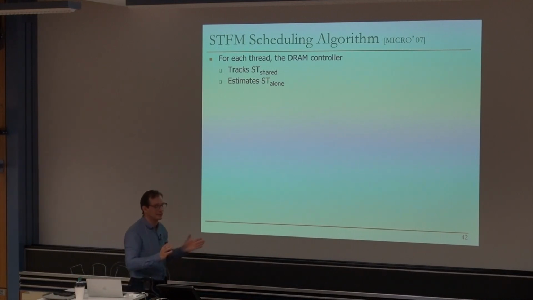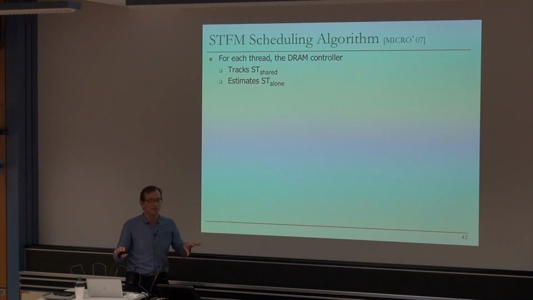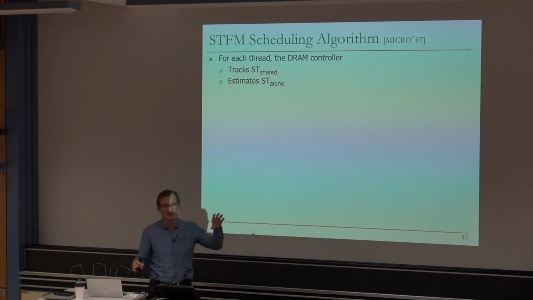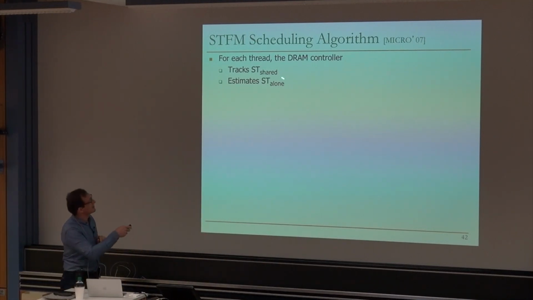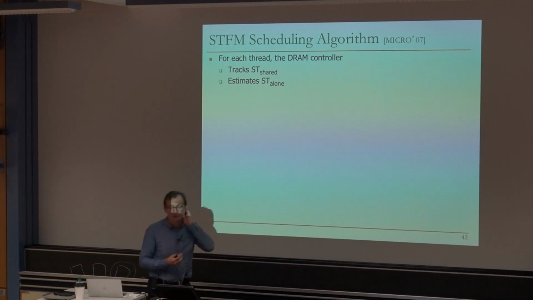Stall time shared is relatively easy because you're actually looking at how much time the thread is spending waiting for DRAM when it's running together with other threads, right? So you look at whether the thread can continue finishing instructions in its core. If it cannot, then you increment a counter. That's not that hard. But this is the hard part. Actually, this is the fundamentally hard part in all of the quality of service mechanisms.